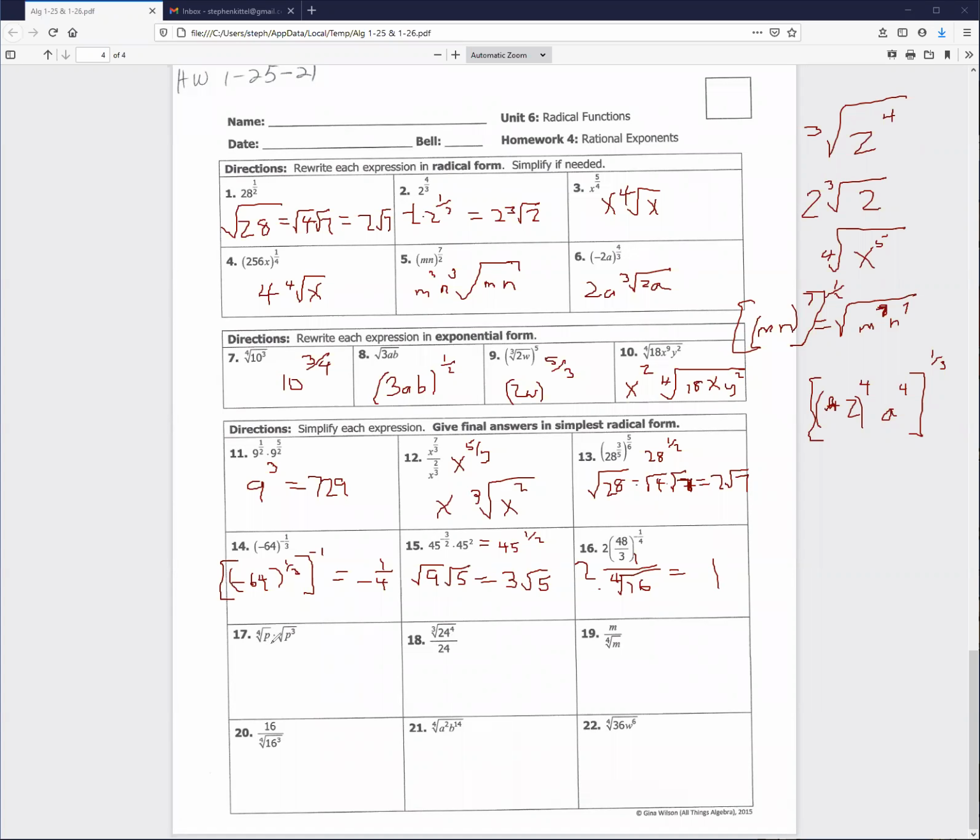All right, fourth root of p times the square root of p cubed. Okay, let's be very, very careful here. This is not going to use the rules that I had written up here before. We need to use our exponent property. So we're going to write this as p to the 1/4 times p to the 3/2.